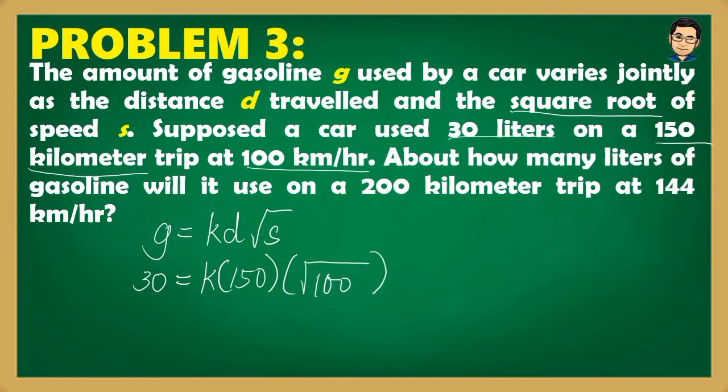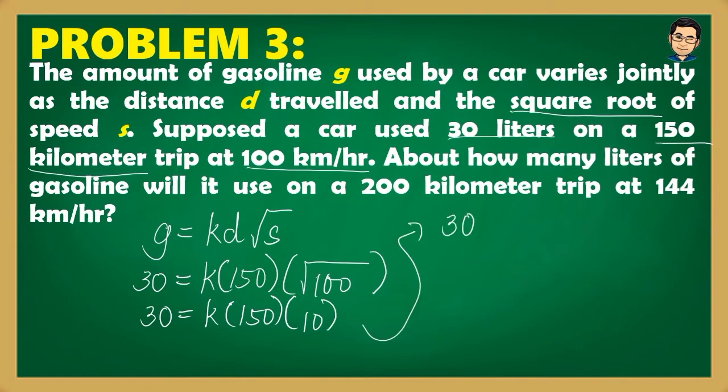Next, 30 is equal to K times 150 times the square root of 100, that is 10. Next, 30 is equal to the product of K, 150, and 10. That is 1,500 K. And then we divide both sides by 1,500.